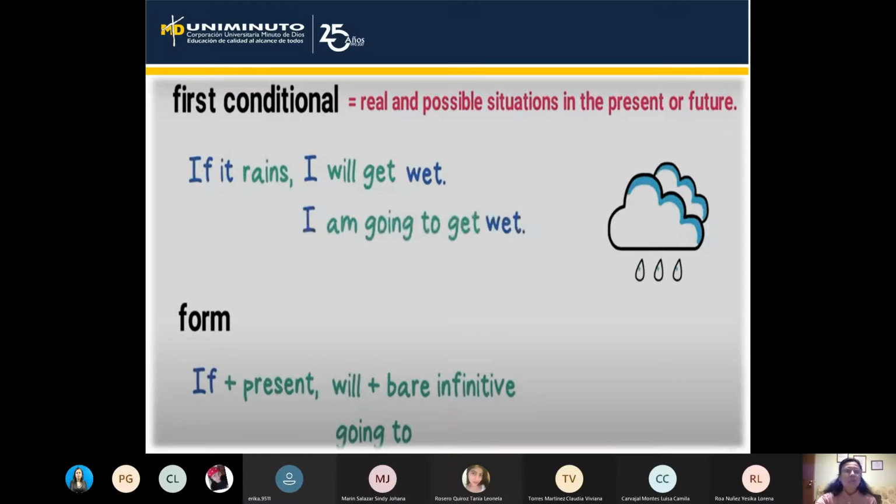Very good. So we have here two examples. When you have the present and then the future. If it rains, I will get wet. If it rains, I am going to get wet. I will get wet or I am going to get wet. No, future tense. Here you have future I will and here I am going to get. Okay, very good. And then we have present tense and we have will, future will with the bare infinitive. Or you have the future going to.